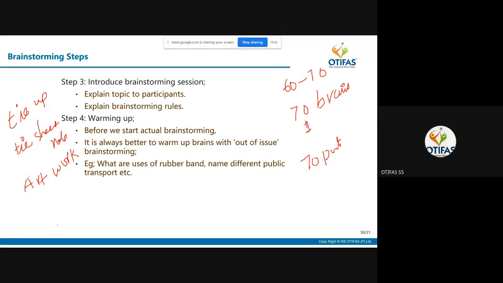Just remember your school days. Making a sling. Pardon? Making a sling. Slingshot. Slingshot, yes. In your school, you have done it. Okay. Yes. Then? You see, now ideas are coming? What else? Who else can give an idea?